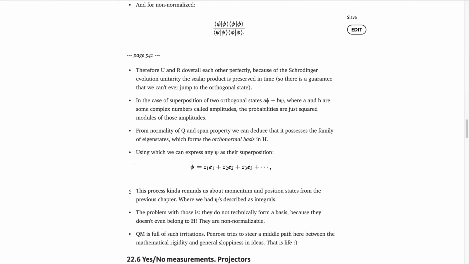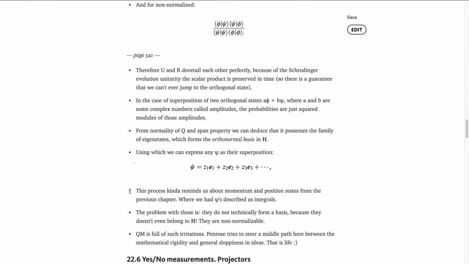So this process reminds us of what we have seen in chapter 21 about the momentum and position states. There we had our wave functions described as integrals, so it was the infinite dimensional continuous case. But there is a problem with those, because they do not technically form a basis, because they don't even belong to H, they are non-normalizable.